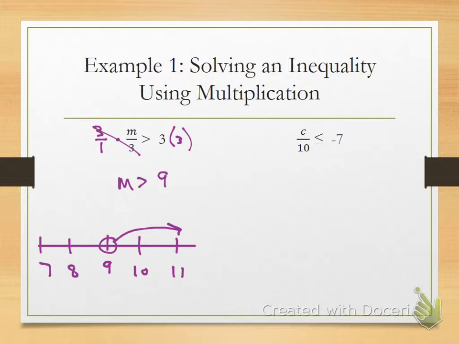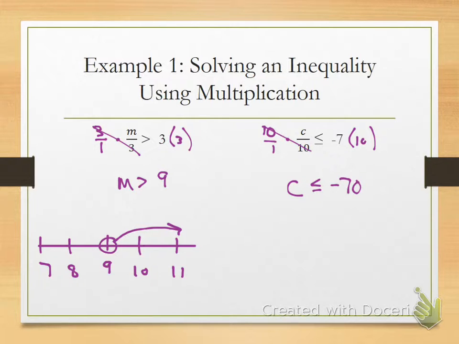All right, I want you to go ahead and solve the second one the same way. c over 10 is less than or equal to negative 7. Solve and graph. All right, so you multiply both sides by 10. Very good. Multiply by 10. And c is less than or equal to negative 70.